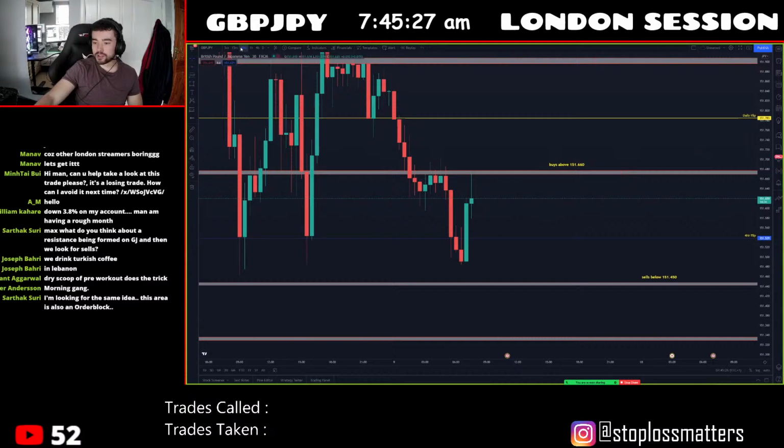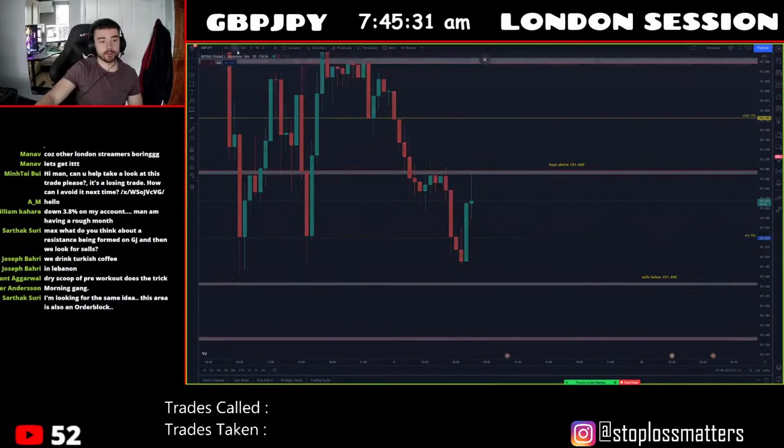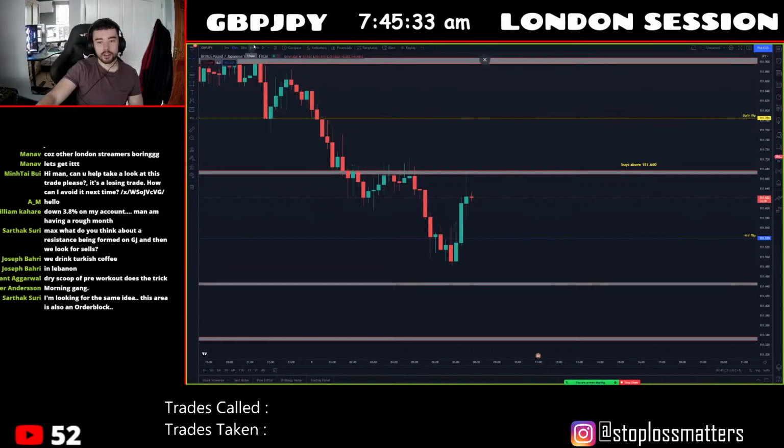What do you think about resistance being formed on GG and then we look for sales? Yes, that's what we're just talking about. That's what we're waiting for over here. See, this 50-minute candle didn't close above, so there's no buys over here. Now we need to see in the next 50 minutes where this candle will close, and then at 8 o'clock we could take some sells or whatever buys.